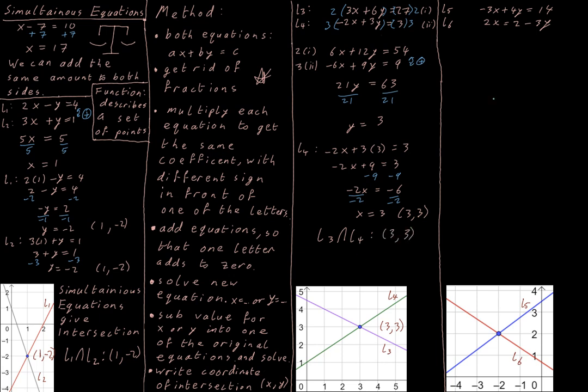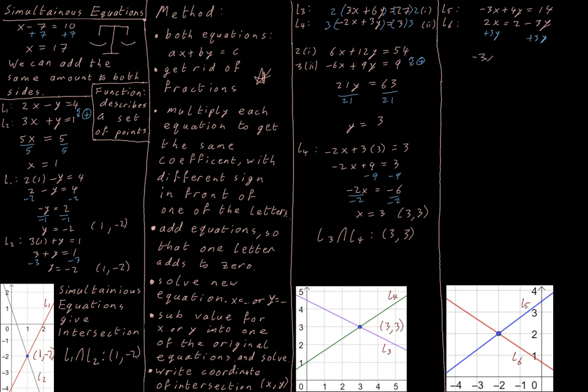y is 3. Now here, if I look at L5 and L6, my fifth line and sixth line, I immediately see I have a problem. I think back to my method. What's my first step? I need to have ax plus by equals c. My second equation here is not in that form. I have the y and the constant by themselves and the x by itself. So I need to rearrange this second equation, add 3y to both sides before I do anything else, so that I can follow through my steps.